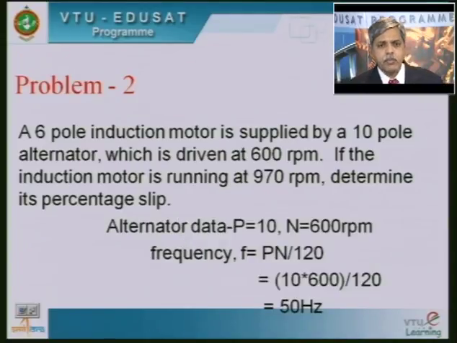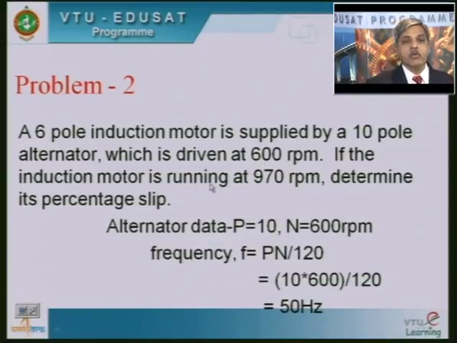We have a second problem here. A 6-pole induction motor is supplied by a 10-pole alternator which is driven at 600 rpm. If the induction motor is running at 970 rpm, determine its percentage slip. Okay? Instead of giving the supply details, here I have given you the details of the alternator which is generating the required voltage to give to the induction motor.